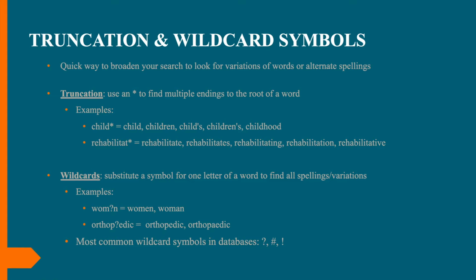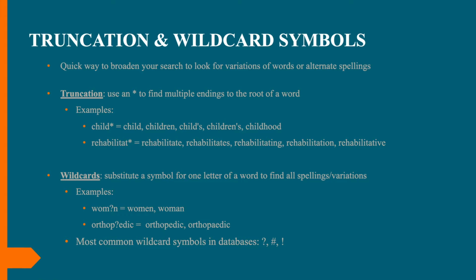Truncation is when you add a symbol, typically an asterisk, to the root of a word to find all variations. For example, if you're looking for articles focused on children, you can add an asterisk to the end of child to tell the database to pull up all articles that have any variation of the term child, so children, childhood, and so on. Wildcards let you substitute a symbol for one letter of a word to find all spellings of that word. For example, sometimes the word orthopedic is spelled with an A after the P. Putting a wildcard symbol in place of that letter A will tell the database to pull up articles in orthopedics with either spelling.